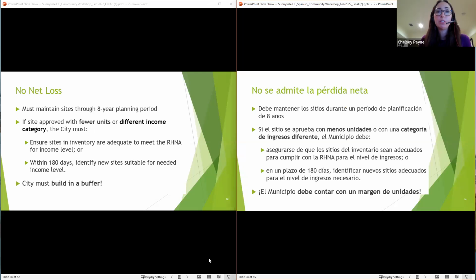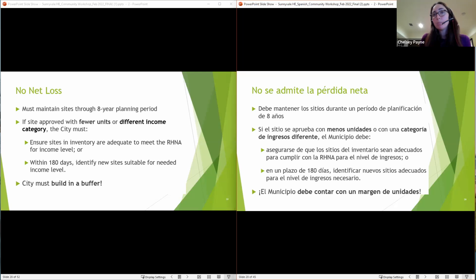Another important consideration, specifically for the lower income housing inventory, is what's called no net loss. This is a law that requires every jurisdiction in California to maintain lower income sites throughout the 8-year planning period. So for example, if a site is identified in the housing element as accommodating lower income housing, but is approved with fewer units or at a different income category, the city then has to essentially find a replacement site if there isn't enough remaining capacity in the housing element inventory.